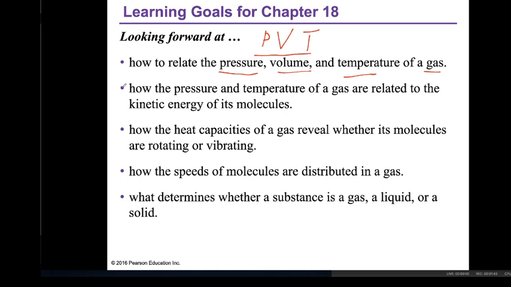For the number two topic, we will learn how the pressure and temperature of a gas are related to the kinetic energy of its molecules. And then we will learn how the heat capacities of a gas reveal whether its molecules are rotating or vibrating. And then we'll learn how the speeds of molecules are distributed in a gas. And in the end, we'll learn what determines whether a substance is in a gas, liquid, or solid state. Okay, now let's start.